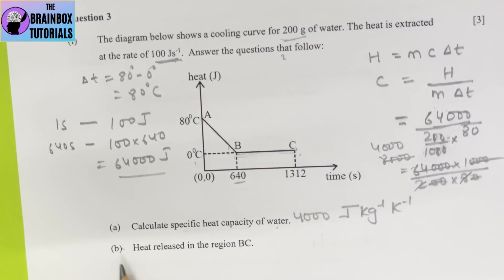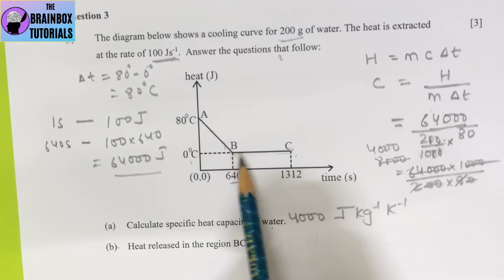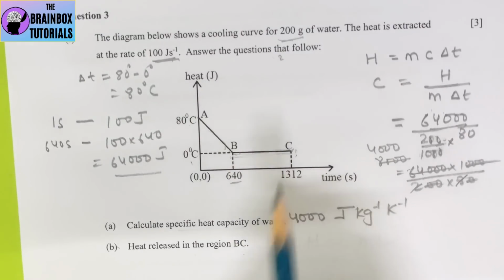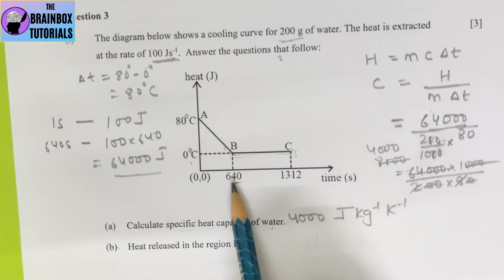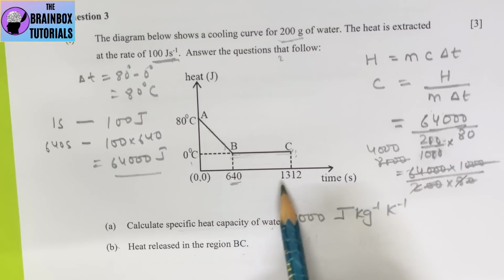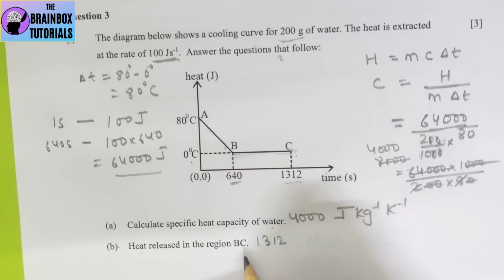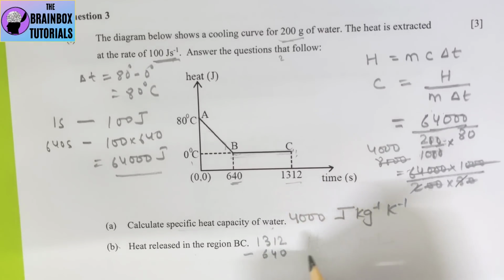Now for part B, the question is heat released in the region BC. That means at the time of melting, what is the amount of heat released. So the time is given here. It is from 640 second to 1312 second. That means how many seconds are taken? 1312 minus 640.